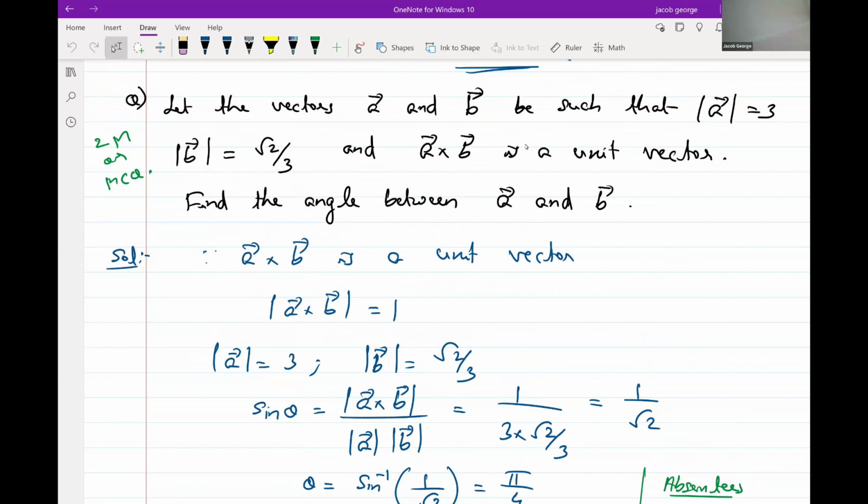So that is the reason for using sin theta here instead of cos theta. When do we use cos theta? Dot product. For dot product, we use cos theta. Cross product, we have to use sin theta. I think that doubt is clear.